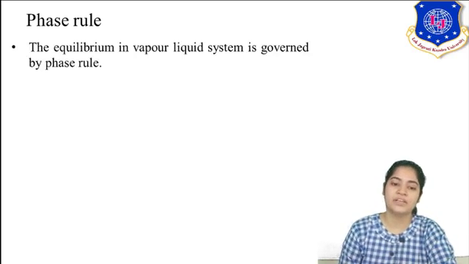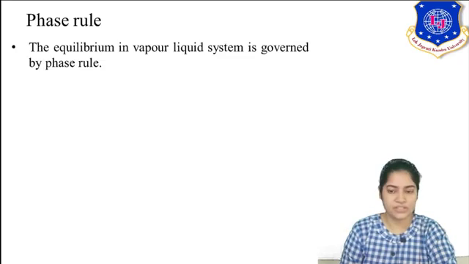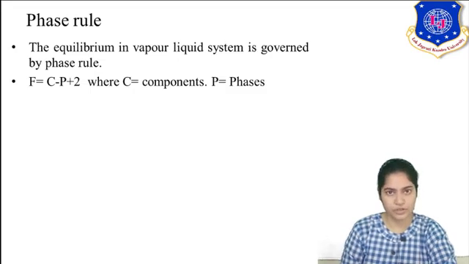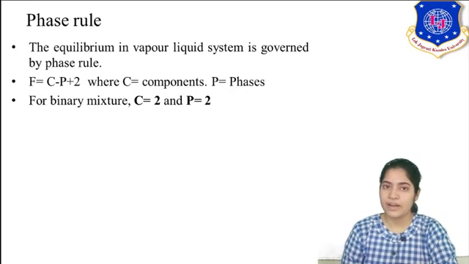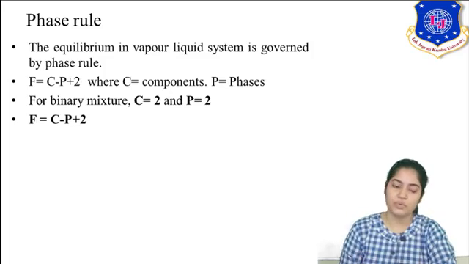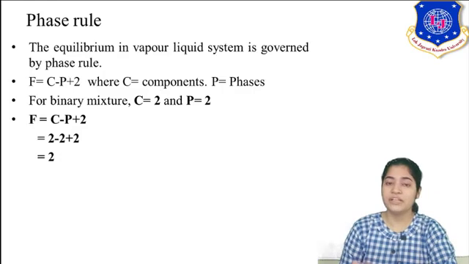What does it state? The equilibrium in a vapor and liquid system is governed by the phase rule. It is given as F is equal to C minus P plus 2, where C represents the number of components present and P is the number of phases. Now, here we are talking about a binary mixture. For having a talk about vapor liquid equilibrium, we are starting with the binary mixture. So let's say the number of components present is 2, whereas the phases we will be dealing with are liquid and vapor phases. So P is equal to 2. Hence, solving F is equal to C minus P plus 2, that is 2. It means the degree of freedom is 2.